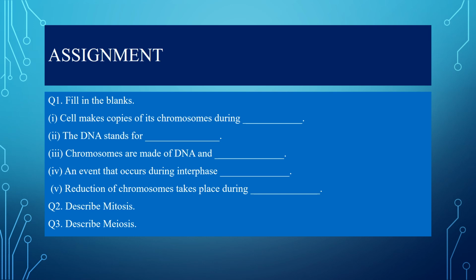Assignment. The first question of the assignment is fill in the blanks. 5 fill in the blanks are given here. Number one: the cell makes copies of its chromosomes during, and you have to write only the name of that phase. Number two: DNA stands for, so write the complete name. Number three: chromosomes are made up of DNA and what? Number four: an event that occurs during interphase. You will write what happens in the interphase, with the chromosomes or otherwise. Number five: reduction of chromosomes takes place during which phase. You will write the name of that phase in the division.